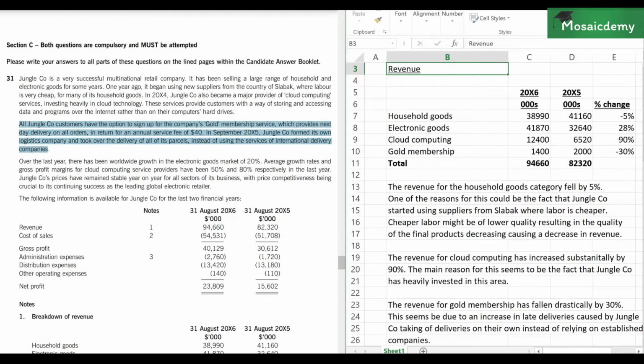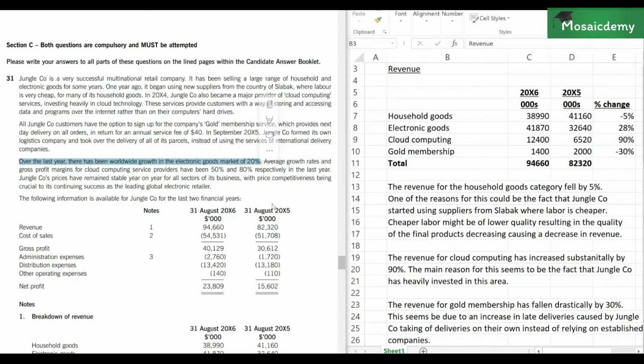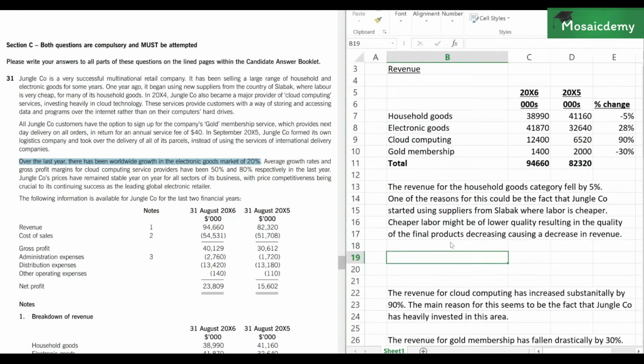Let's move on. It says over the last year, there has been worldwide growth in the electronic goods market of 20%. And after that it's talking about cloud computing. So the electronic goods market has increased by 20%. We would expect our sales to at least increase by 20% as well. Okay, so electronic goods is the second heading, so let's put the point in between here, in between cloud computing and household goods. So the electronic goods market increased by 20% worldwide, right?